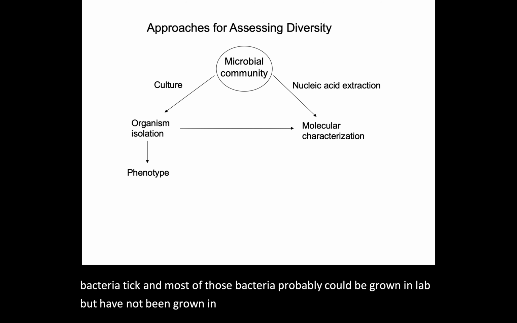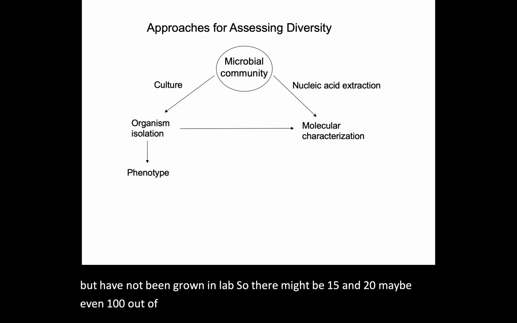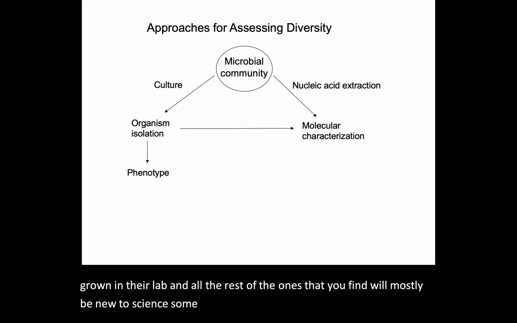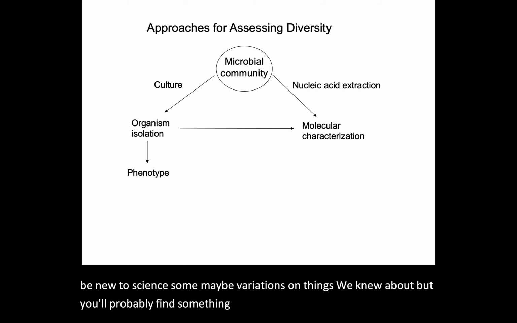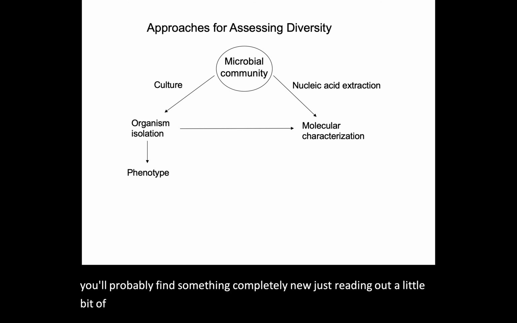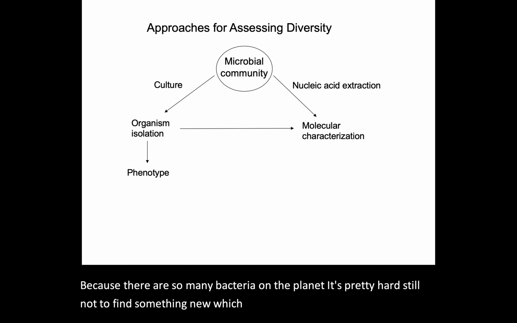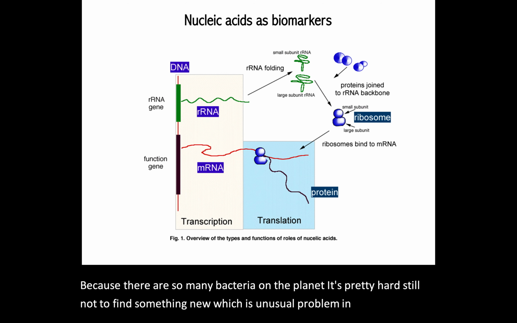So there might be 15 or 20, maybe even 100 out of your 10,000 that somebody has definitely seen before and grown in their lab. And all the rest of the ones that you find will mostly be new to science. Some may be variations on things we knew about, but you'll probably find something completely new, just reading out a little bit of soil. Because there are so many bacteria on the planet, it's pretty hard not to find something new, which is an unusual problem in science, right? But kind of a neat problem.